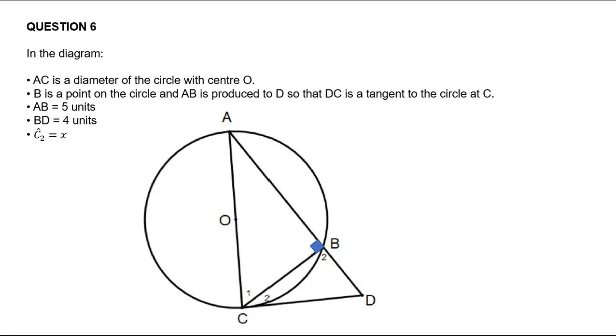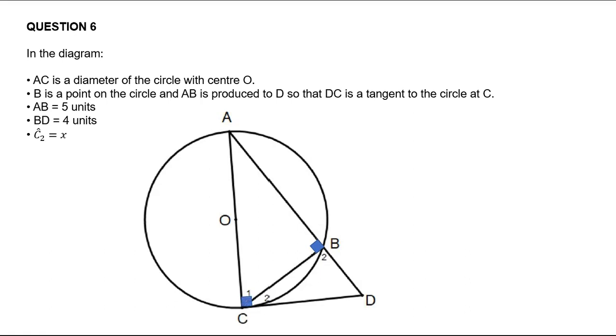And point 2 says B is a point on the circle, and we can see that. And AB is produced to D, so that DC is a tangent to the circle at C. Now, immediately when they say CD is a tangent, they're telling us that AC will be perpendicular to CD, that is diameter or radius perpendicular to tangent.